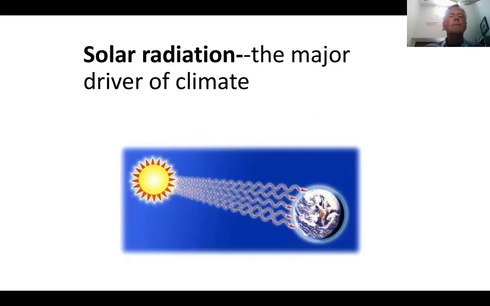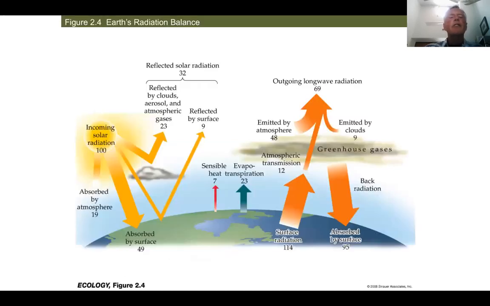Solar radiation. You all know that solar radiation is where all of our energy comes from. Our heat energy, virtually all of the energy on Earth comes from solar radiation. Solar radiation is the major driver of climate on Earth. So now we're going to talk a little bit about that, all right? This is simply a figure that you can look at that tells you a little bit about the pathways of radiation, all right? So solar radiation comes in from the sun.